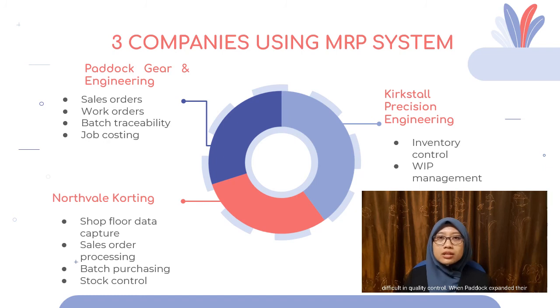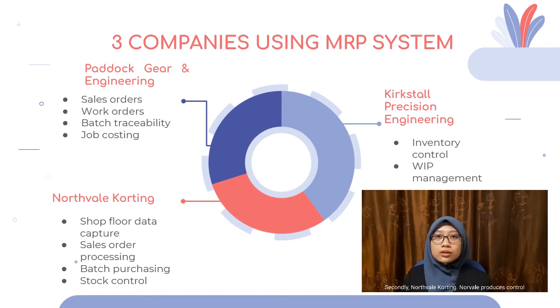When Paddock expanded their business, it found that it was struggling to maintain control of jobs on the shop floor. Not only this, but quality control was hard to handle to meet the demand. So, they wanted to use the MRP system in the areas of manufacturing instructions, route cards, sales orders, work orders, batch traceability, and job costing. By using the MRP system, key information on manufacturing jobs was available at the click of a button, so the company can save money, does not have any pressure in work, and saves on employing full-time staff.